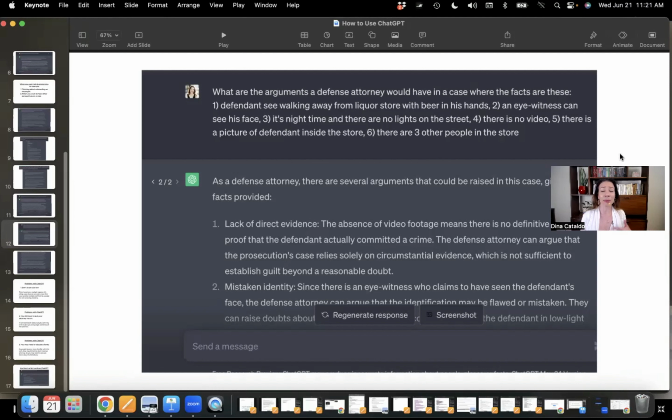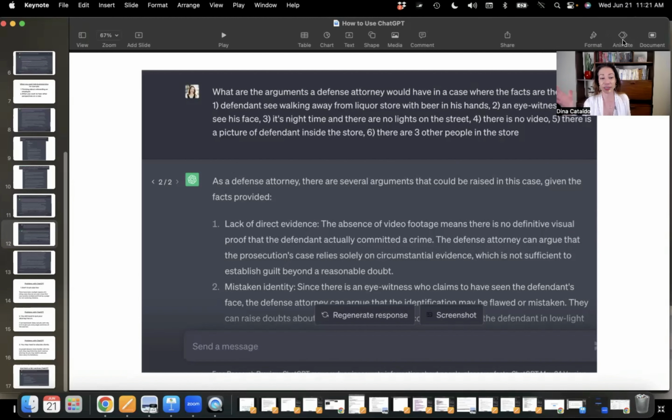3, it's nighttime and there are no lights in the street. 4, there is no video. 5, there is a picture of defendant inside the store. 6, there are 3 other people in the store. I just put this in for fun. Obviously, if you're in the criminal defense or prosecution worlds, you know that facts are much more complex than this. There's a lot more to consider.